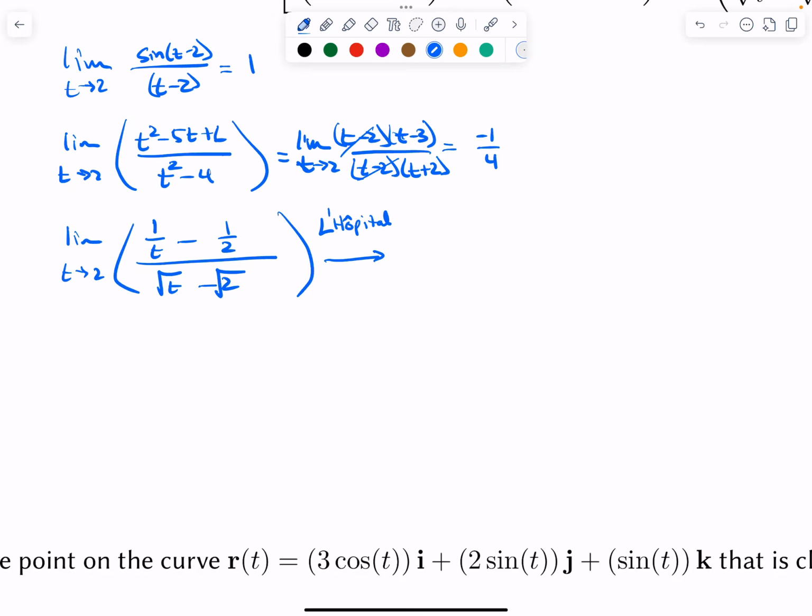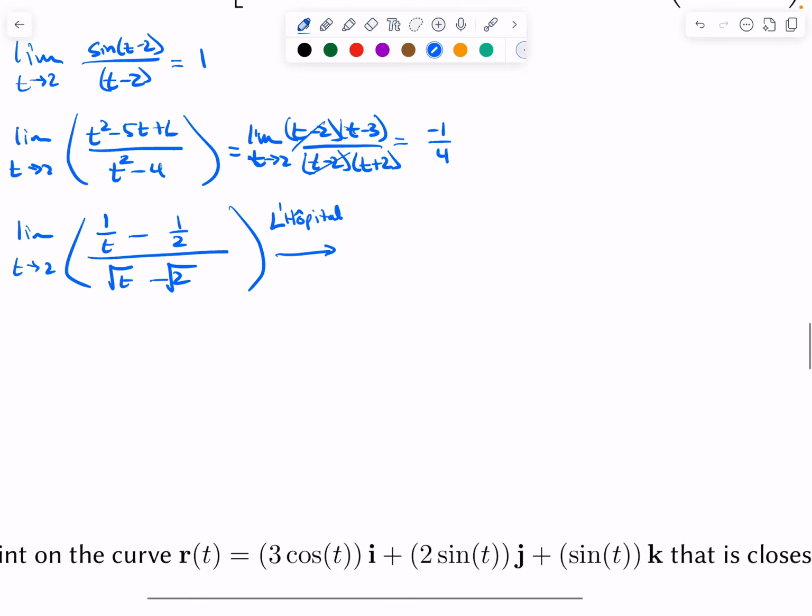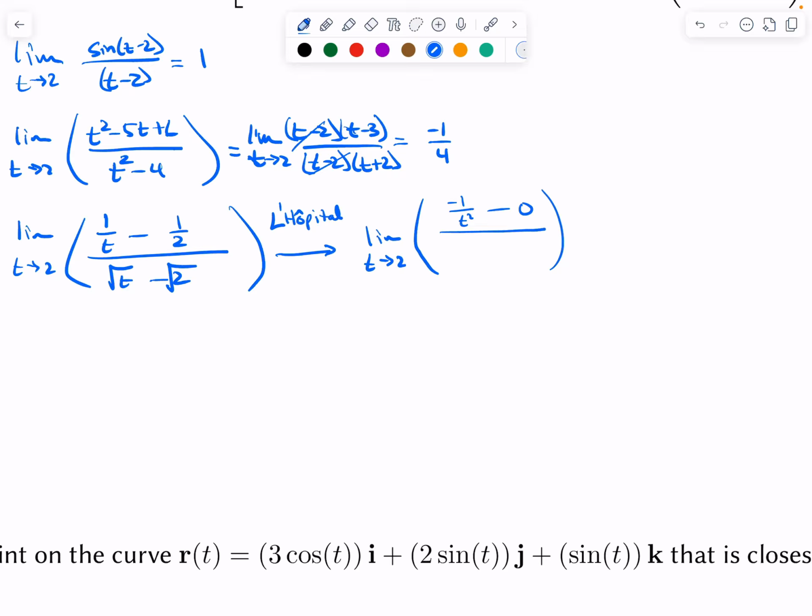Put a little hat on that O. And you get this is going to be the same as this. Let's see, 1 over t. The derivative of 1 over t is negative 1 over t squared. Derivative of 1/2 is 0. Derivative of radical t is 1 over 2 radical t, and that's also 0.